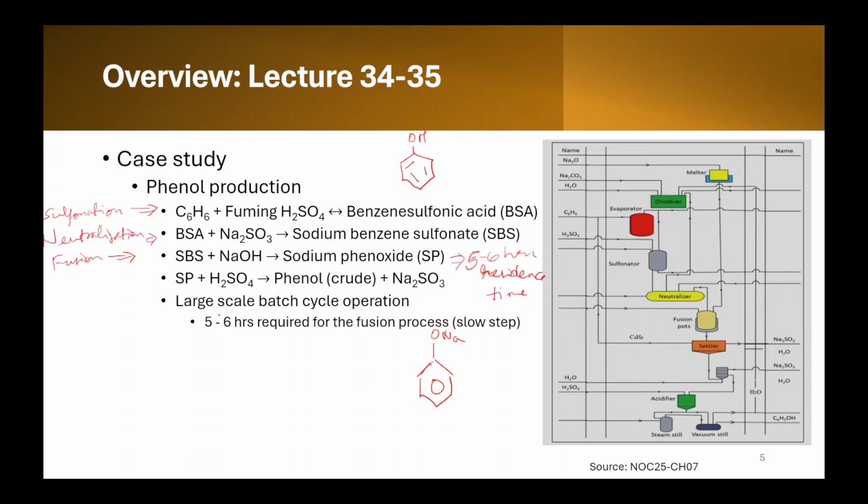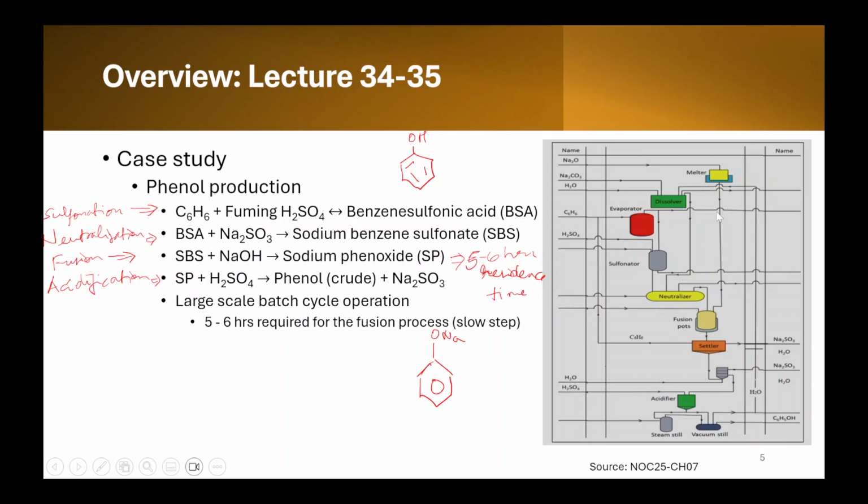This sodium phenoxide, or SP, is then acidified. The acidification takes place where it reacts with H2SO4 to give us crude phenol plus Na2SO3. This acidification gives us crude phenol, which is then vacuum distilled to get the pure phenol. This is a large scale batch cycle operation. 5 to 6 hours are required for the fusion process, as I told you.